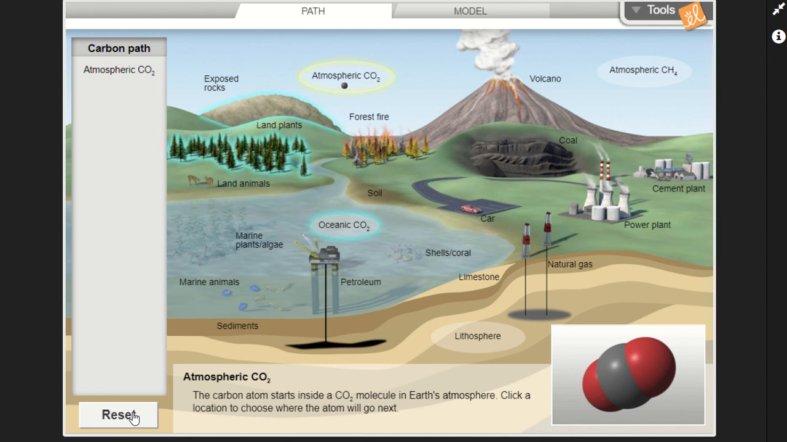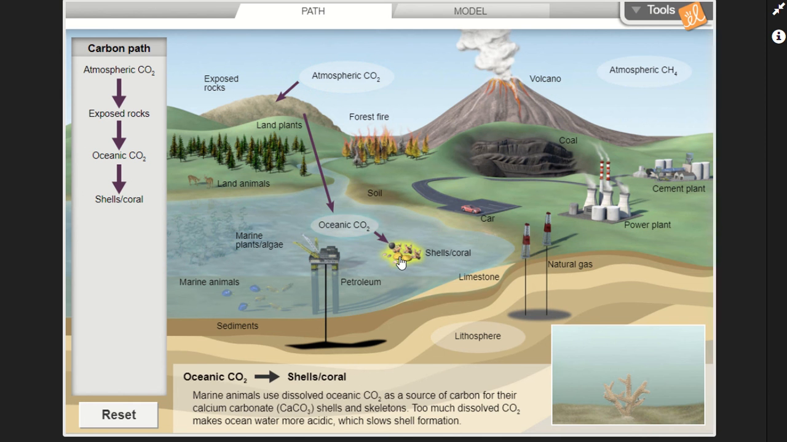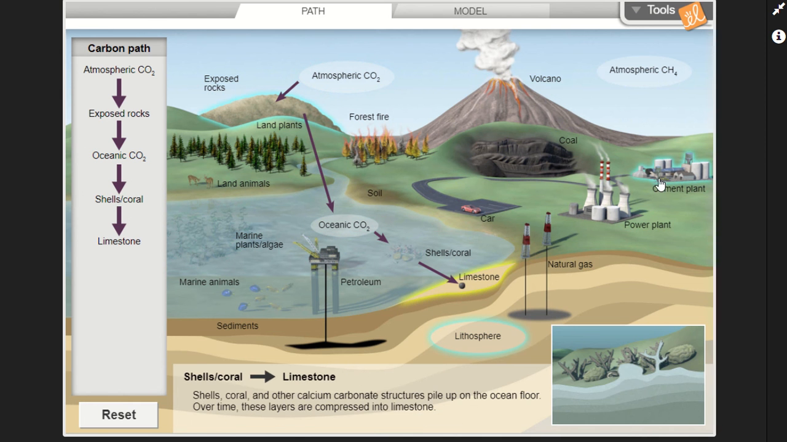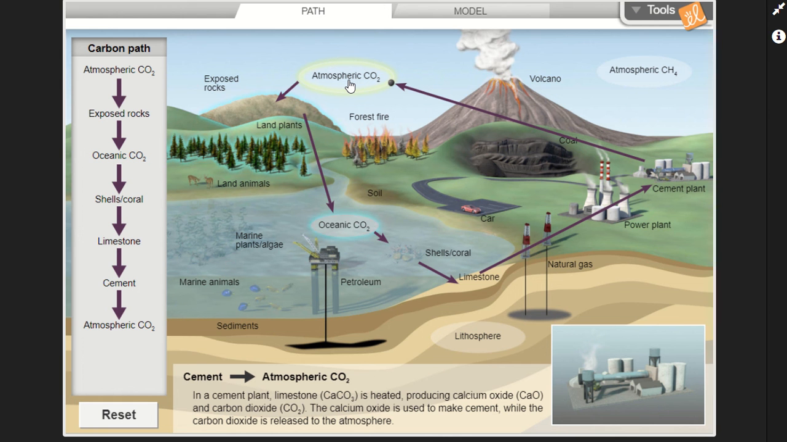Another major contributor to atmospheric carbon dioxide is our little cement plant, this little guy over here. Using the gizmo, find the carbon atom path from the atmosphere to this plant. One of its characteristics is here. So what I'm going to do is click Exposed Rocks, Ocean, from the ocean to the seashells, from the limestone, and limestone to the cement plant, back to the atmosphere.